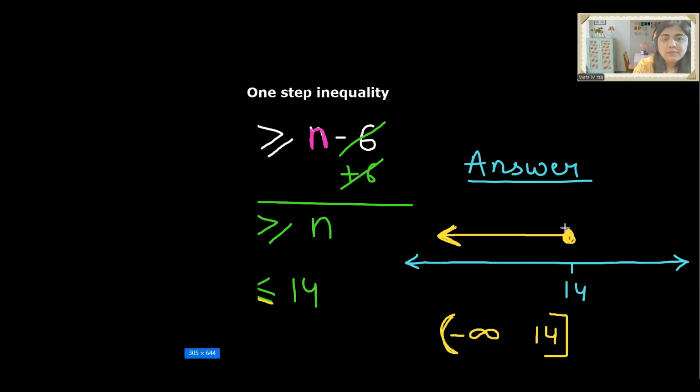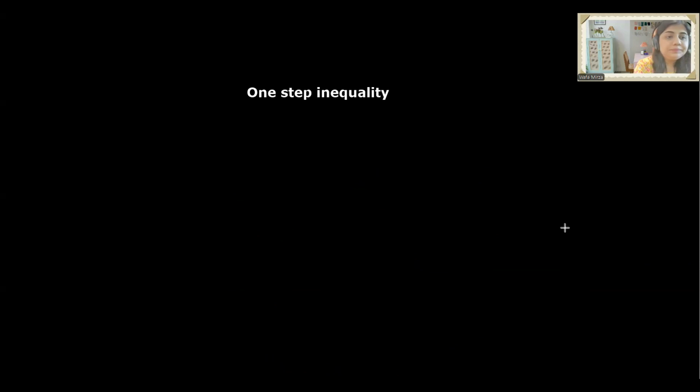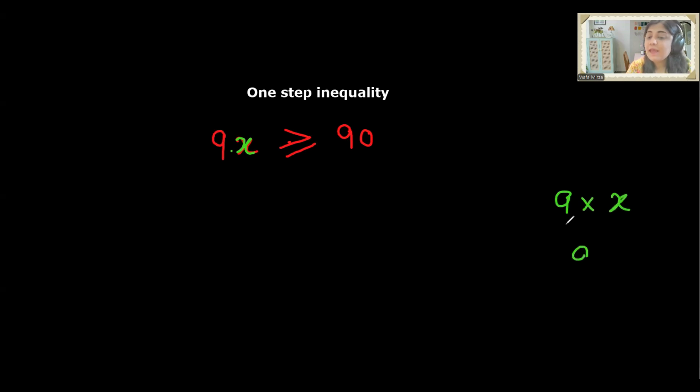So in the next question, you are given 9x greater than or equal to 90, right? In this question, again, I want to find the value of x. I want to get rid of that 9, right? So how can I get rid of this 9? See, between 9 and x, no sign is there. It means it is multiplication, right? It is 9 multiplied by x. 9 multiplied by x is 9x.